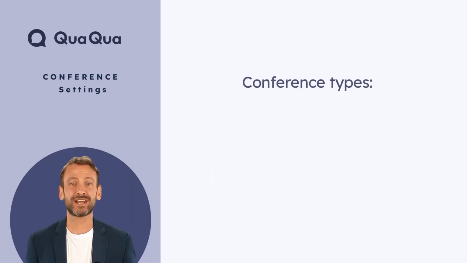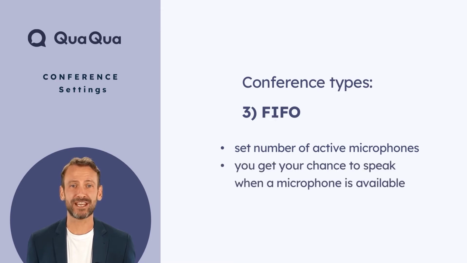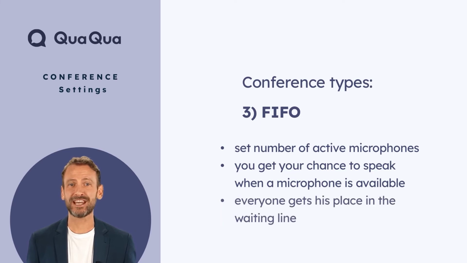The third and last type of conference is according to the FIFO principle. This means that there is a set number of active microphones, 1 up to 4 maximum, available for all participants, excluding the chairperson. A participant that requests the floor will get his chance to speak whenever the next microphone becomes available. Until then, he will remain in the request list as in the previous example. The FIFO list is not actively managed by a queue manager, but goes according to the principle that everyone gets his place in the waiting line. This is based on the order that they've made their request to speak.